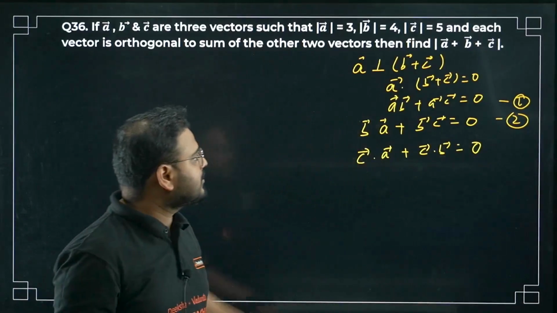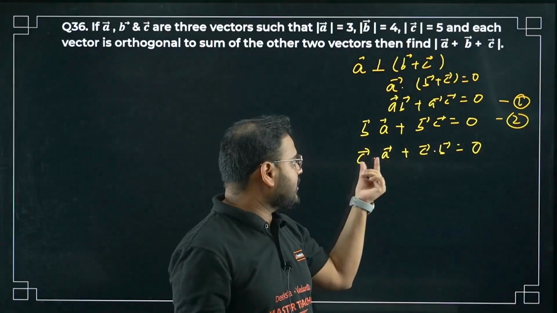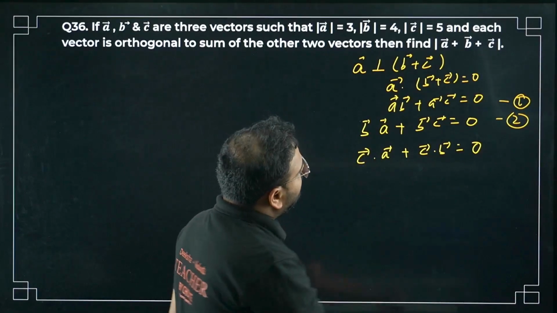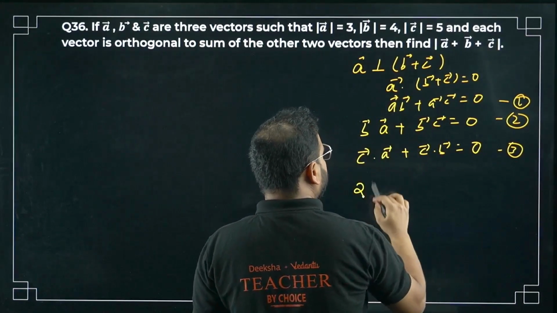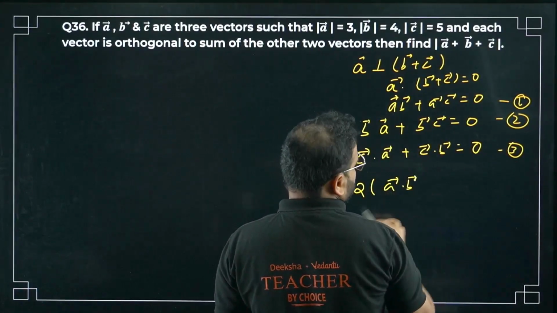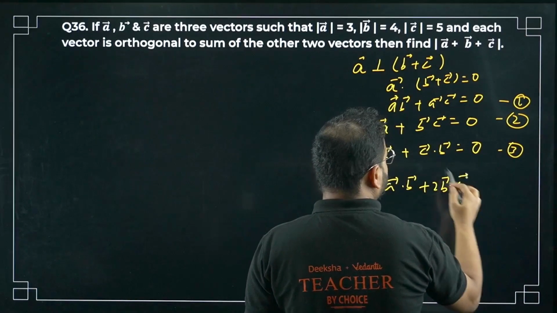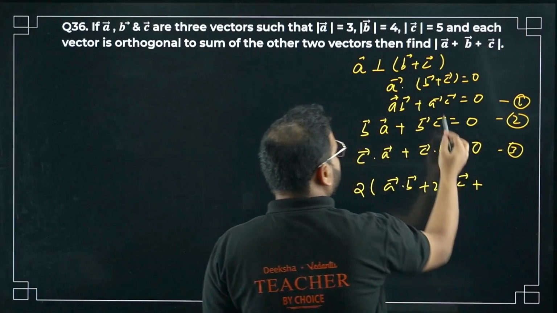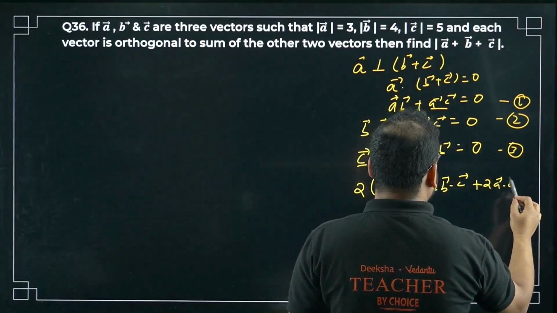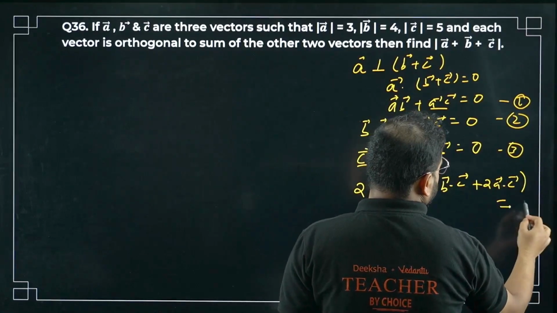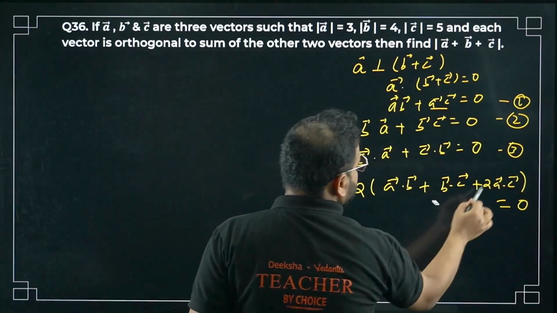Correct now? Check this out. This is coming from C perpendicular to A plus B. So C dot A plus C dot B will be 0. Do one thing, add all the three. What are you going to get? You're going to get twice of A dot B, twice of B dot C, and last one twice of A dot C, equal to 0 of course. I can take 2 common, right?